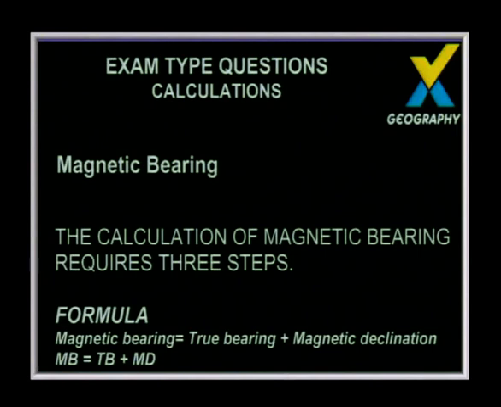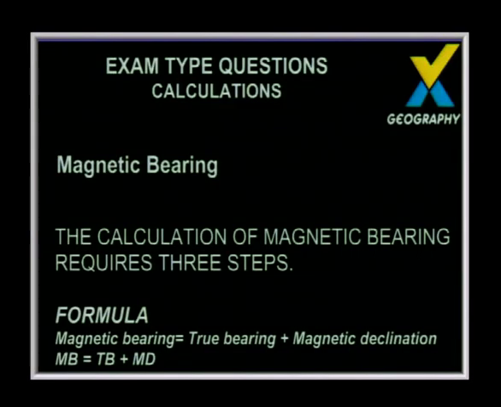Okay, another calculation, bearing. That's another one that involves three steps. Of course, on most occasions we could ask you to calculate the magnetic bearing. And we must remember the formula for magnetic bearing is true bearing plus magnetic declination. So actually, it involves three steps. The first step, I'll have to work out my true bearing, then my magnetic declination. And then I have to add the two up to give me my magnetic bearing.